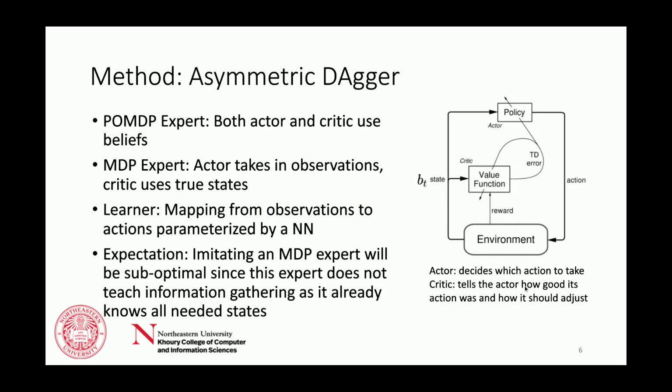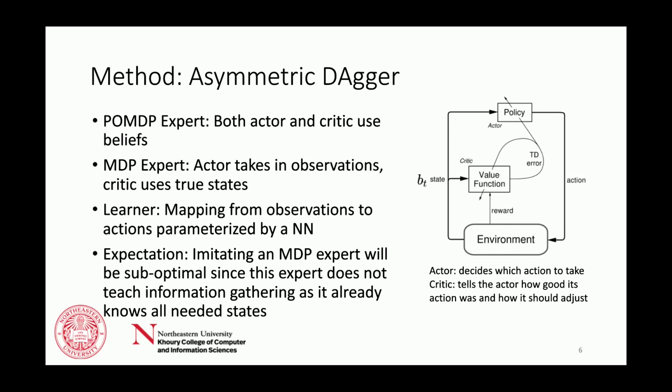The method that we use to tackle this domain is called asymmetric DAgger. We have two experts for comparison. Both of them are actor-critic agents that have the structure in the figure on the right. The actor takes action, and the critic will criticize the actor's policy and suggest adjustments to the policy.